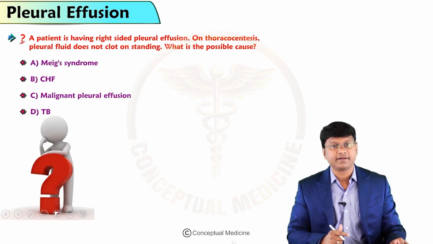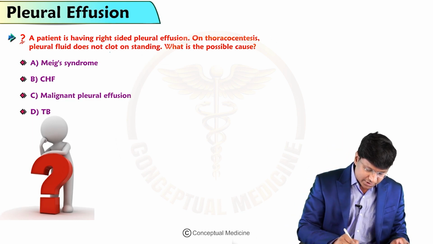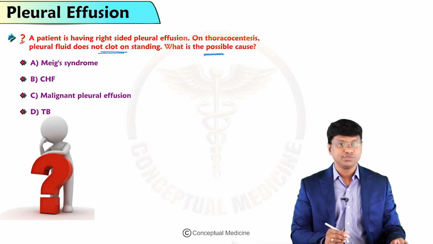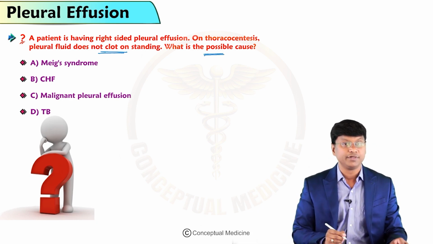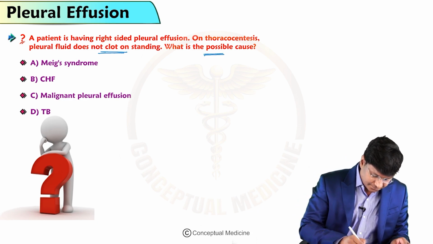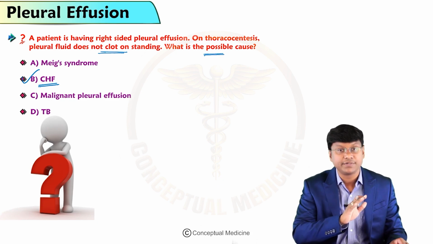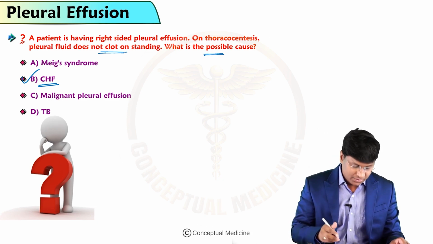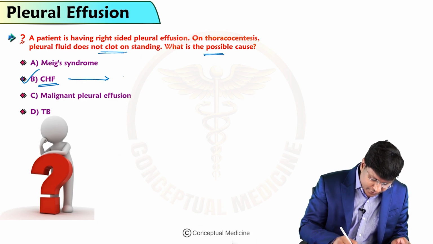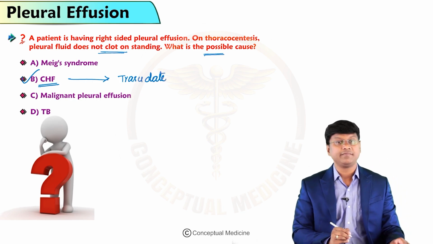A patient is having right-sided pleural effusion and on thoracentesis, the pleural fluid does not clot on standing. What is the possible cause? The options are Meigs syndrome, congestive heart failure, malignant pleural effusion, tuberculosis. So please remember, the pleural effusion of congestive heart failure does not clot. In congestive heart failure, what you have is a transudate.